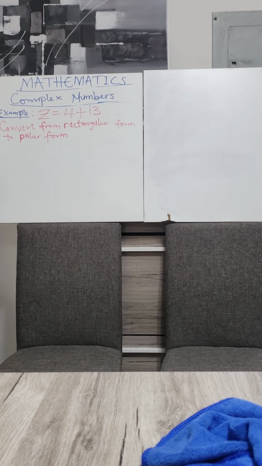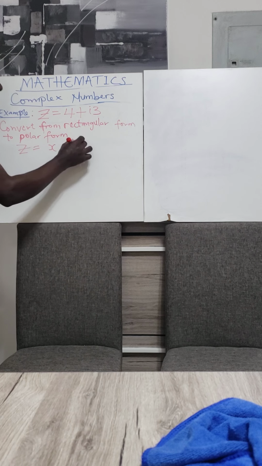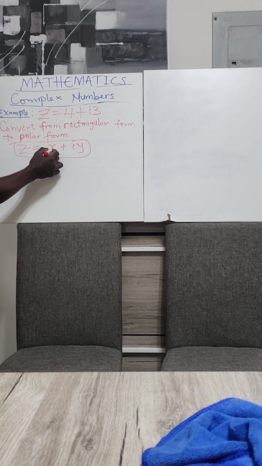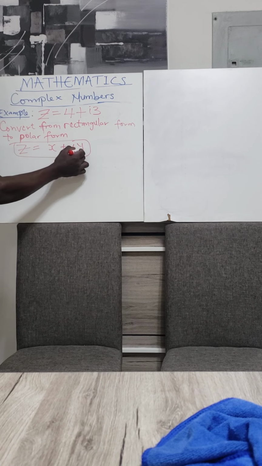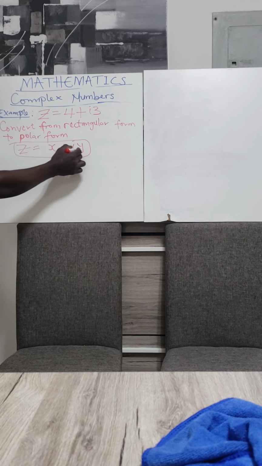Now, the first thing that will come to our mind is, what is the formation of a complex number in rectangular form? It is z is equal to x plus iy. That is the definition of a complex number in rectangular form. x is the real part, y stands for the imaginary part. Don't forget, a complex number has two parts majorly. It always has a real part and an imaginary part.